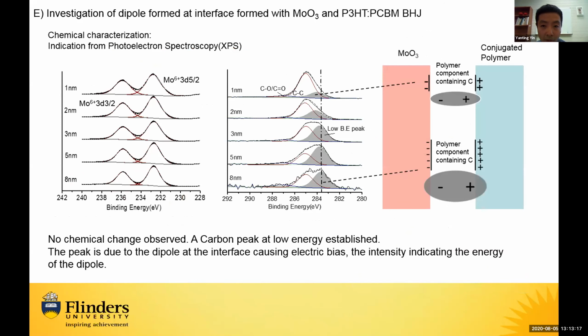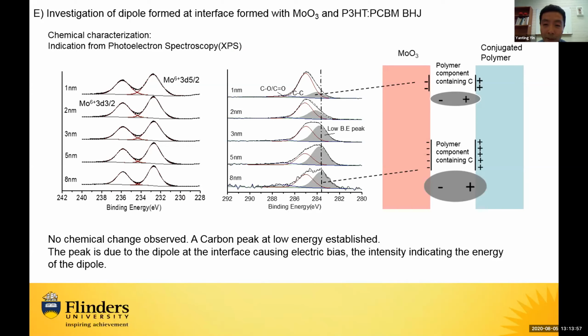So in terms of further chemical analysis, we do XPS as well, trying to figure out if any chemical reaction happened between moly and the polymer BHG. What we see is that the molybdenum oxide is actually not really changing. Sorry, the low thickness is not shown, but I can say the moly from 0.1 nanometer to 8 nanometers has exactly the same shape and binding energy, and no chemical reaction happened on moly.